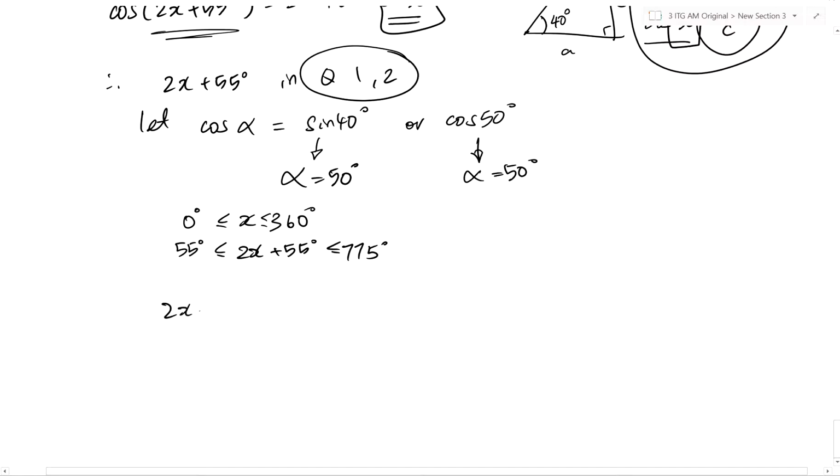So we have 2x plus 55 is the first angle, 50 degrees. The second angle is in quadrant 2, right? So plus 180, 50 plus 180. Any comments at this point? You should realize something. Can I accept both? Keep checking the range. The minimum value is 55, so this must be rejected. Alright? If you put in an extra answer, you will also be wrong.